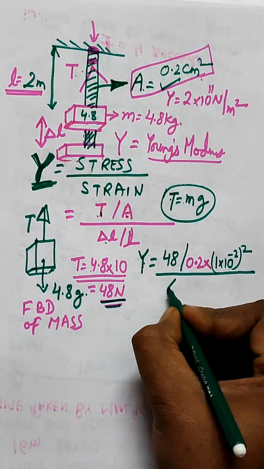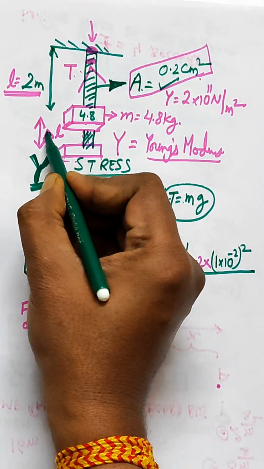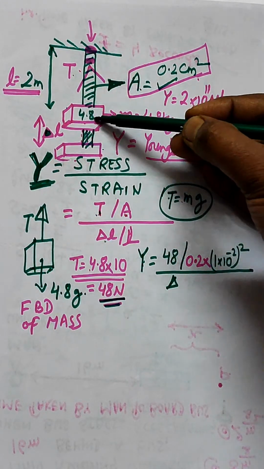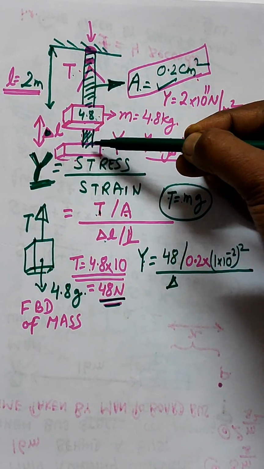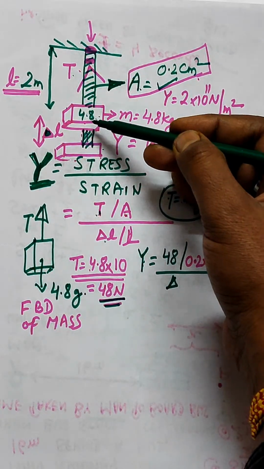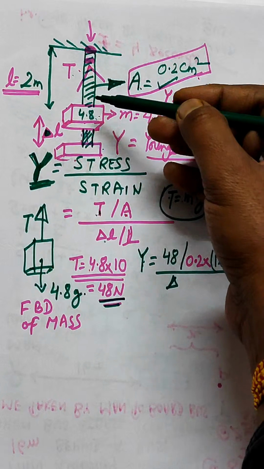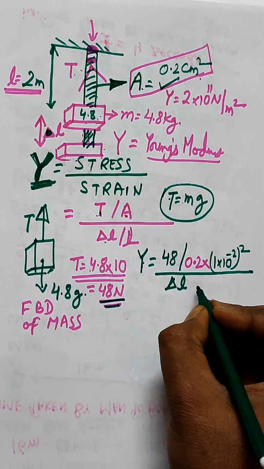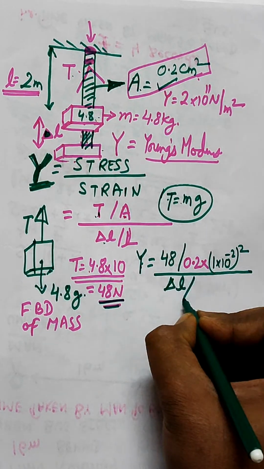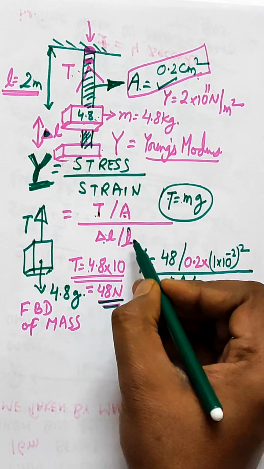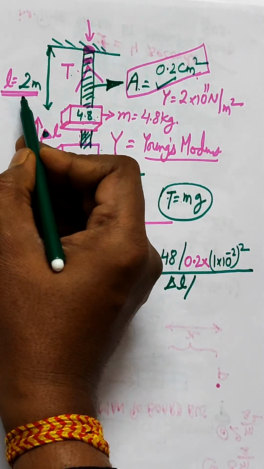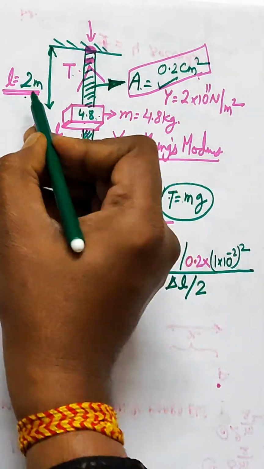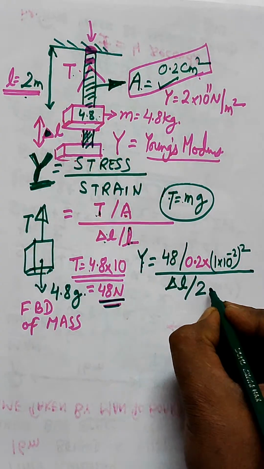So delta L is this much, the elongation. You can see from here to here. Due to the weight of this mass, this wire extended. How much? By delta L. So we need to calculate this delta L. This will be acting as a variable in our numerical, and this is divided by L. L is the original length of the steel wire. What is that? That is given as 2, and the unit of this 2 is meter. So leave it as it is, 2 meter.